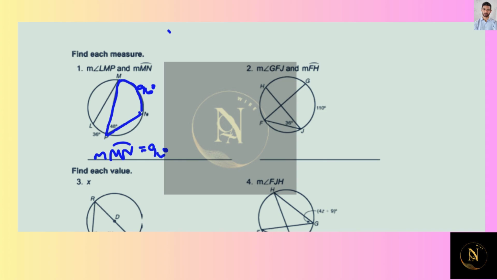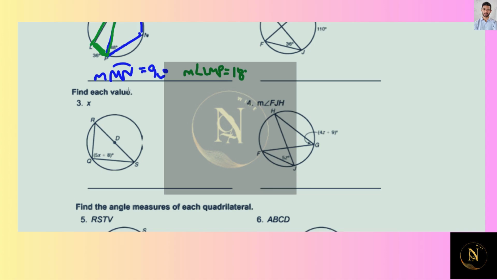And if arc LP is 36 degrees, angle LMP opens up to it. The angle is half of the arc that it opens up to, so half of 16 is 8 degrees. Half of 36 is not 8, but 18. Okay, number 2 works exactly the same way.